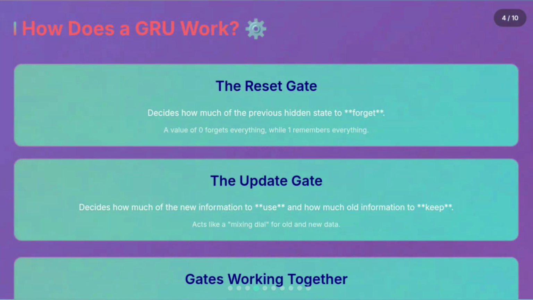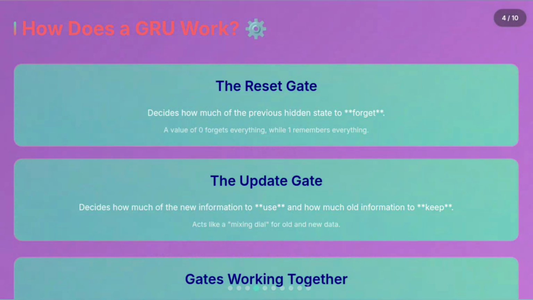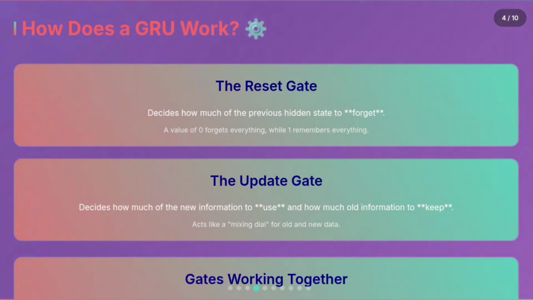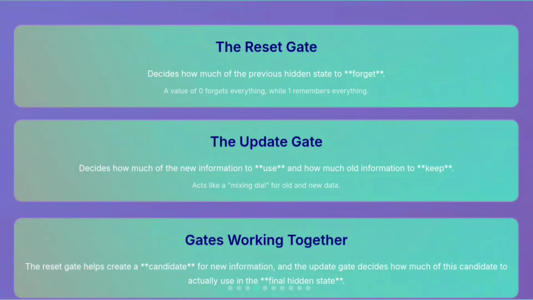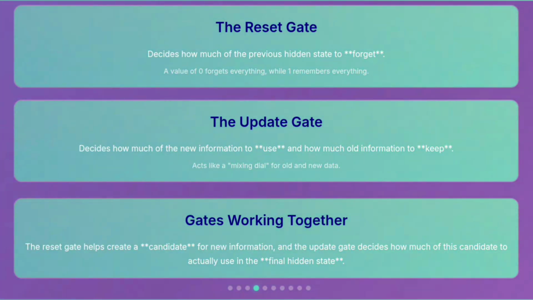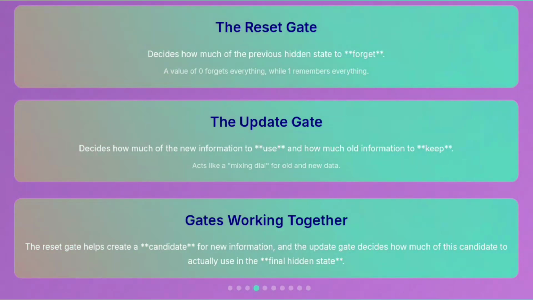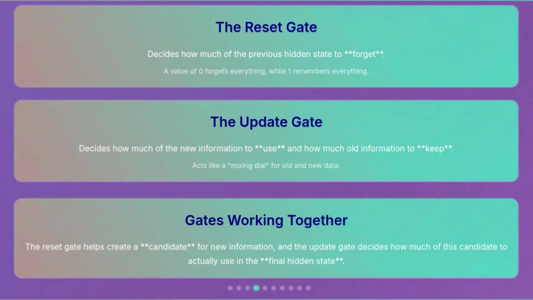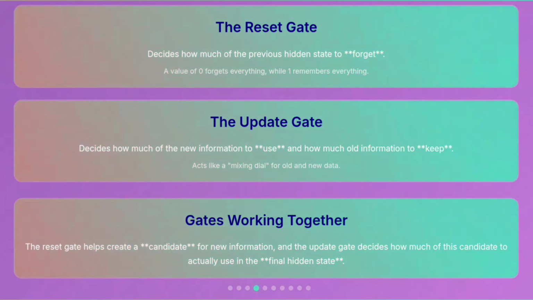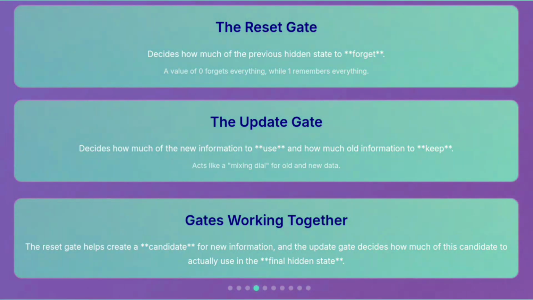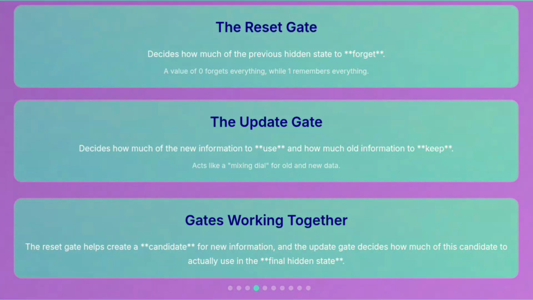Now, let's look inside a GRU cell. Every GRU has two main gates, the reset gate and the update gate. The reset gate decides how much of the previous hidden state to forget. Think of it as a forget button that can be pressed partially or fully. When the reset gate outputs 0, it completely forgets the past. When it outputs 1, it remembers everything. Usually, it's somewhere in between.